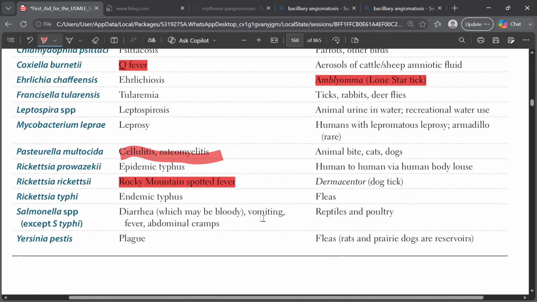We have Rickettsia typhi that causes endemic typhus. So the one that has typhi in it causes endemic typhus, and the one that has prowazekii in it causes epidemic typhus. Epidemic typhus is spread human to human, but endemic typhus is spread by fleas. Then Salmonella species, except typhi, cause diarrhea, vomiting, fever, and abdominal cramps. It is spread by reptiles and poultry. Yersinia pestis causes plague, and it is spread by fleas and rats, and prairie dogs are the reservoirs.